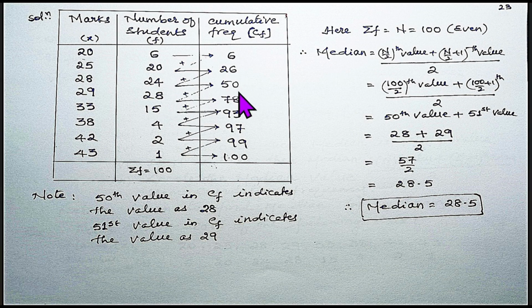Then take 50, add 28, we get 78. 78 add 15, we get 93. 93 add 4, 97. And 97 add 2, 99. And 99 add 1 is 100. So these are cumulative frequencies.